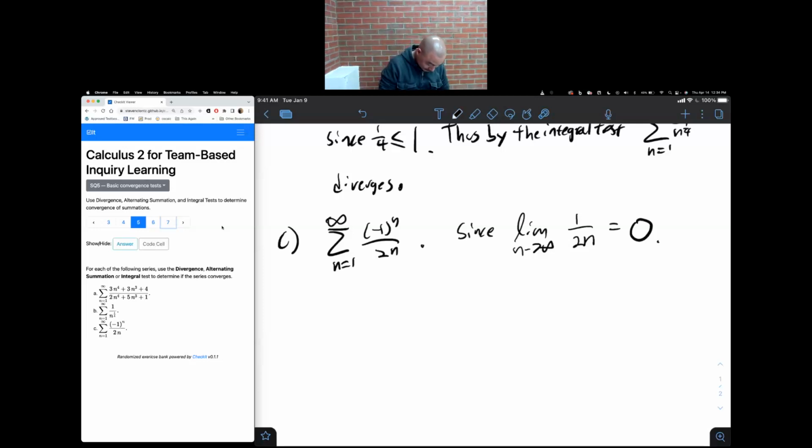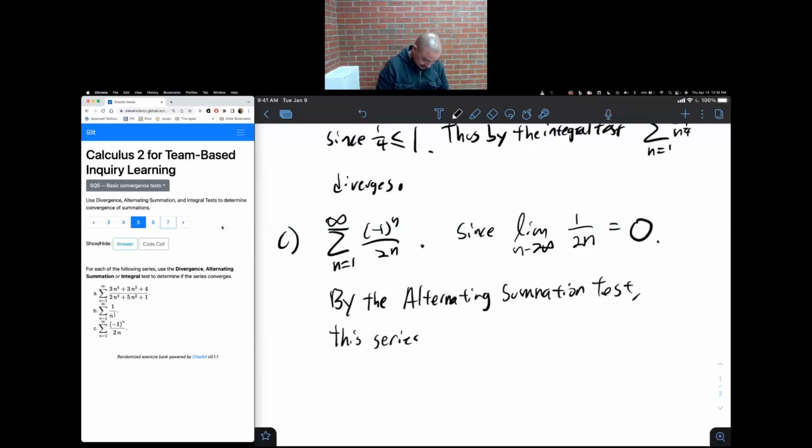So by the alternating summation test, this series converges. And we are not asked to find what it converges to.